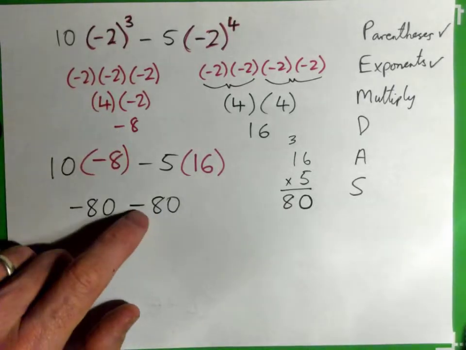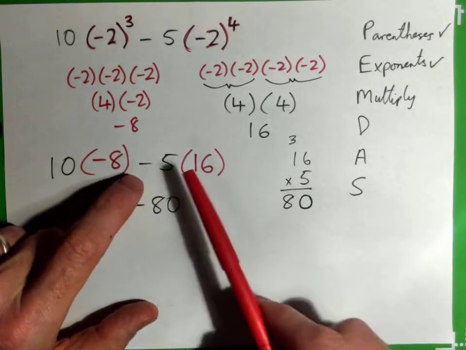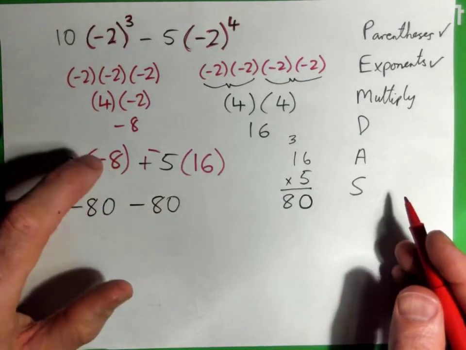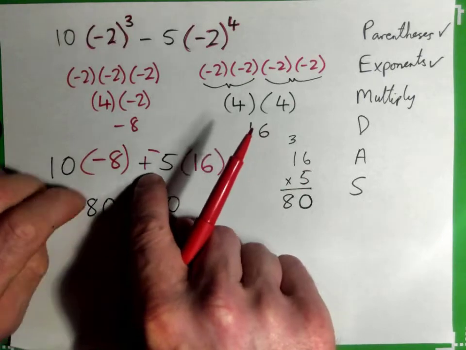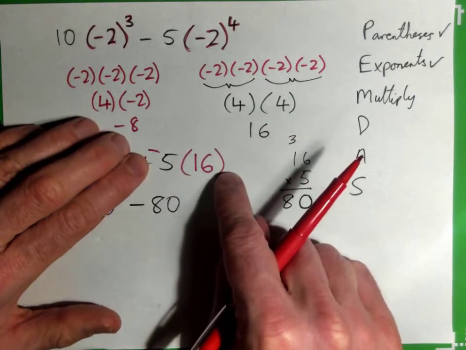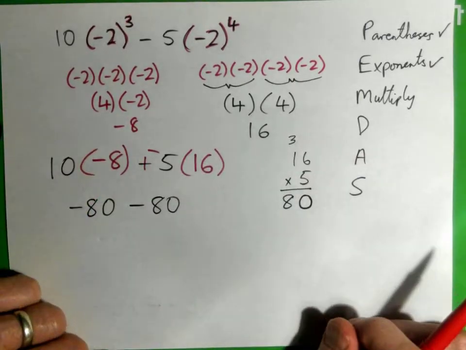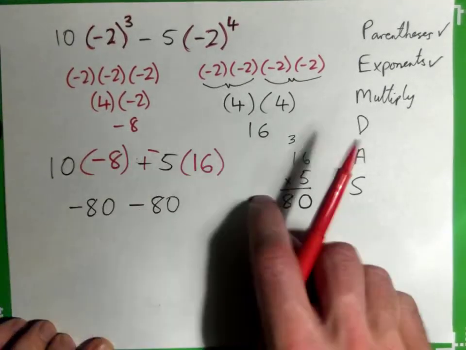Now some students get a bit confused by this. If you want to, you can change that subtract to plus negative. So it says plus -5 times 16, which is just negative times positive, negative 80, right? So now we have -80 minus 80.